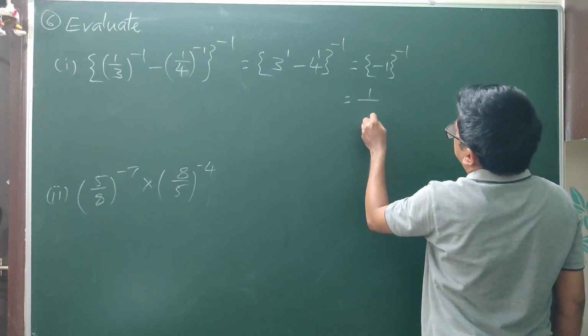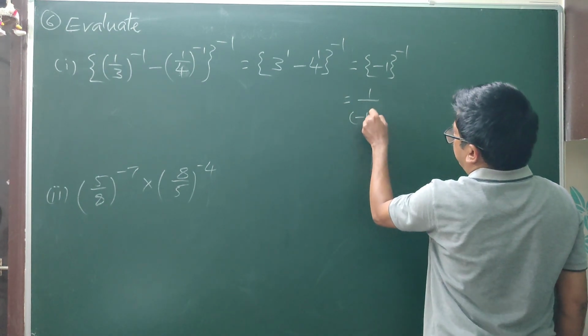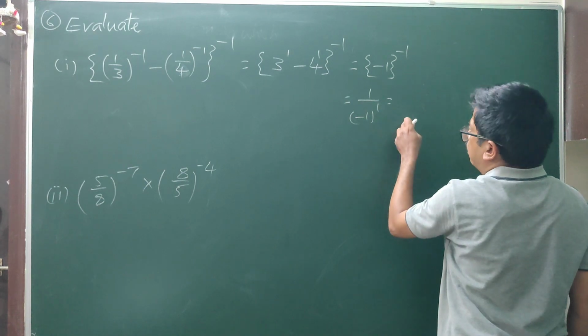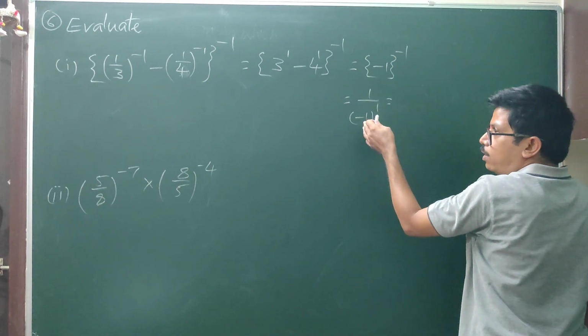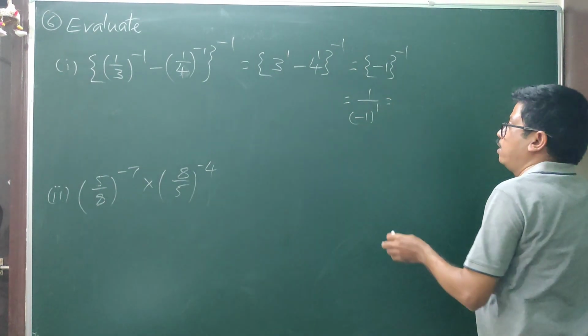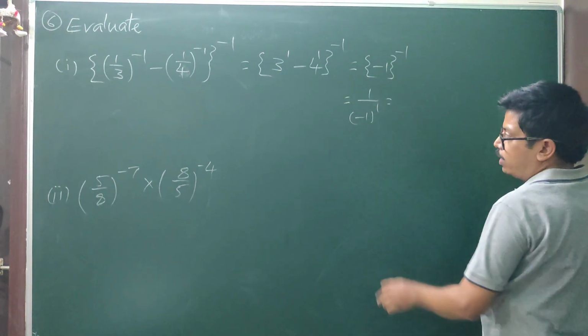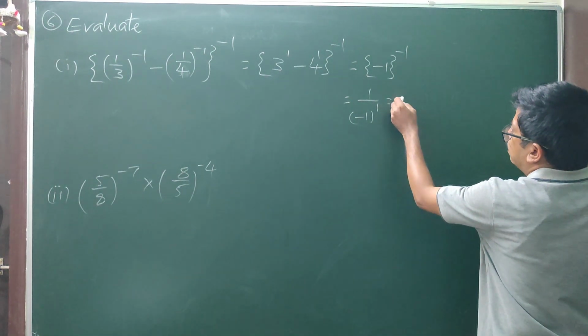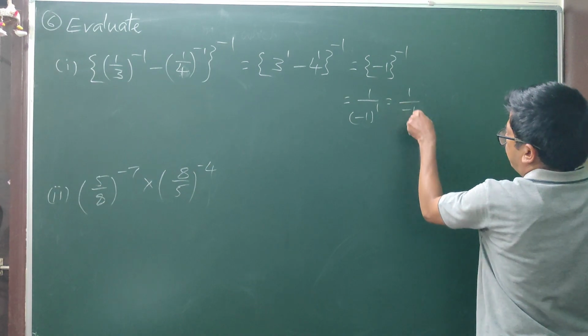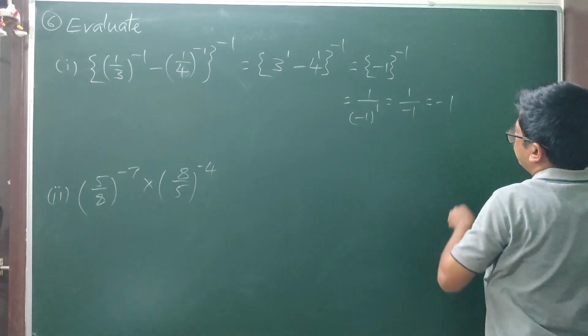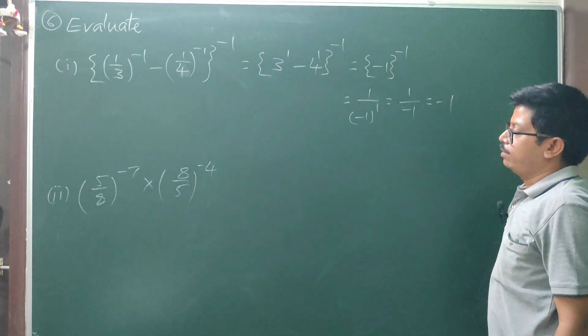1 by (-1)^1. Odd power is there. 1 to any power is 1 only, but we have minus 1 and an odd power. So you will get 1 by minus 1, which is equal to minus 1 again.